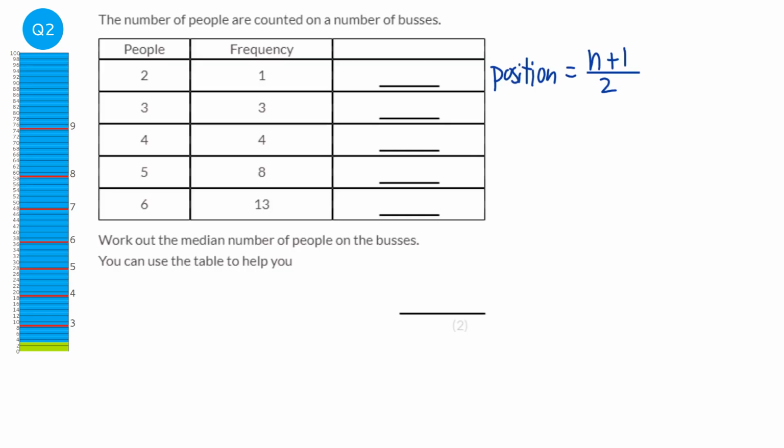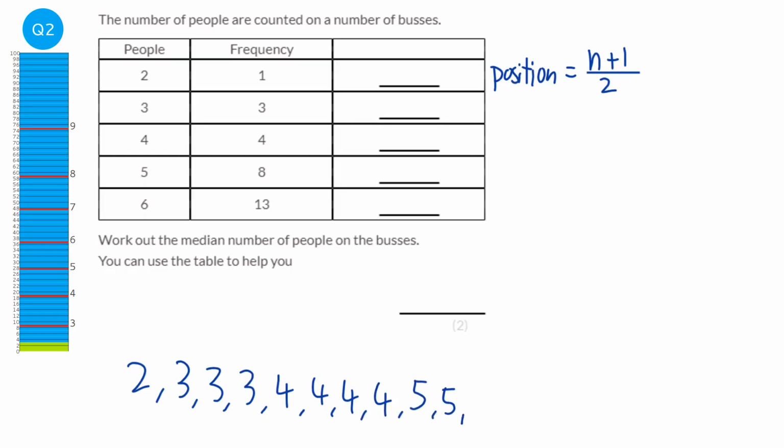Now, we need to figure out where these numbers are in this list. The first number is a 2, and there is one of those. The next number is a 3, and there's 3 of those. So 1, 2, 3. The next number is a 4, and there's 4 of those. So 1, 2, 3, 4. The next numbers are 5, and there's 8 of those. So 1, 2, 3, 4, 5, 6, 7, 8. And the next numbers are 6, and there's 13 of those. Now I'm not going to do all of them, because we're not going to be working out the median by writing out all the numbers, but I do want to show you where these numbers are coming from.